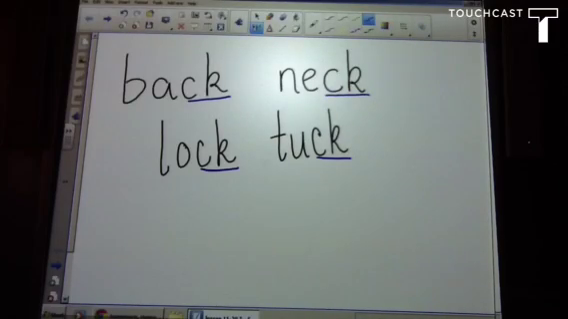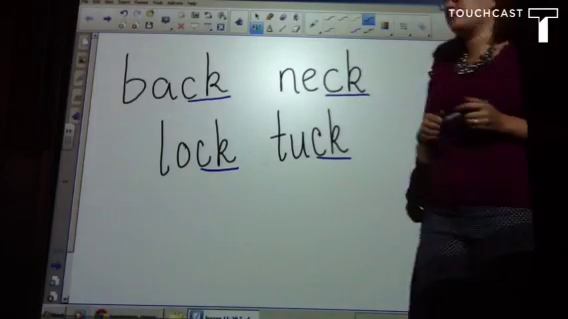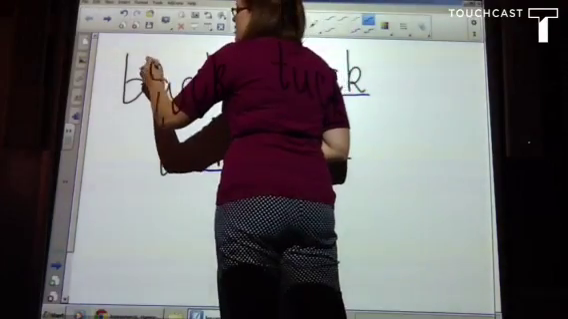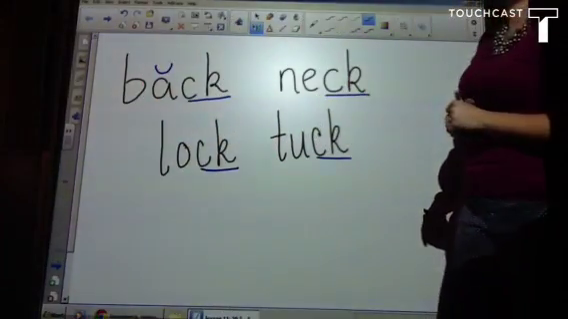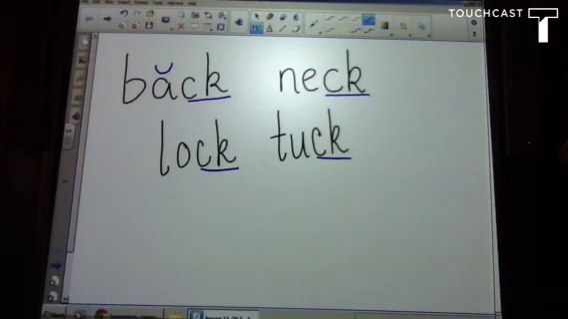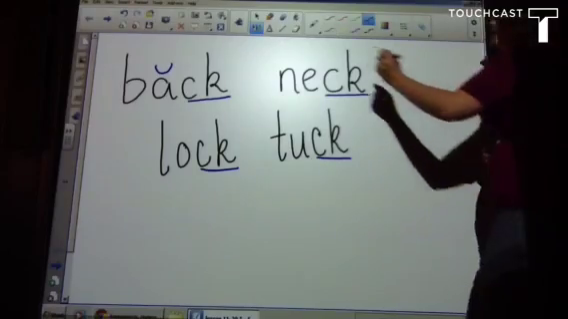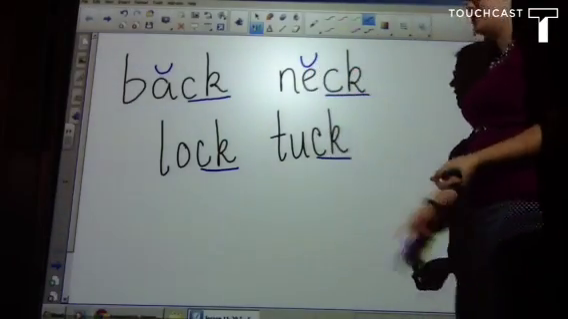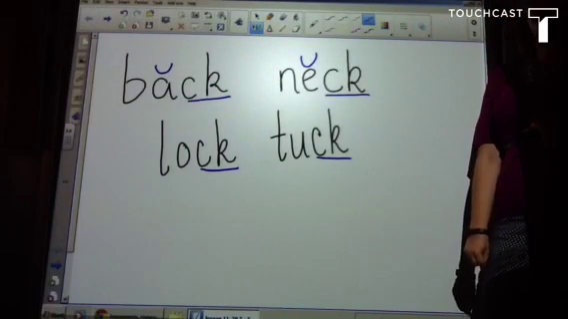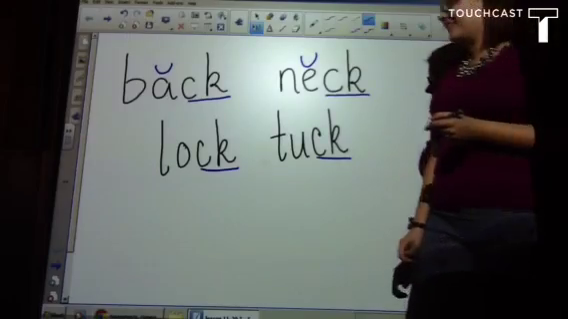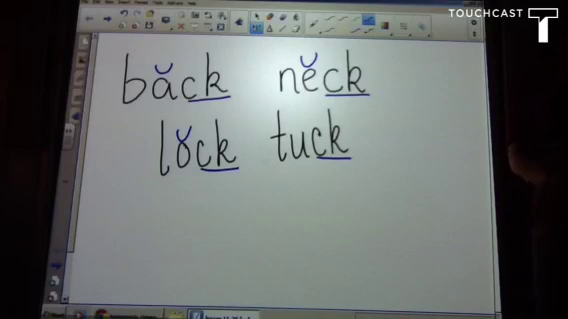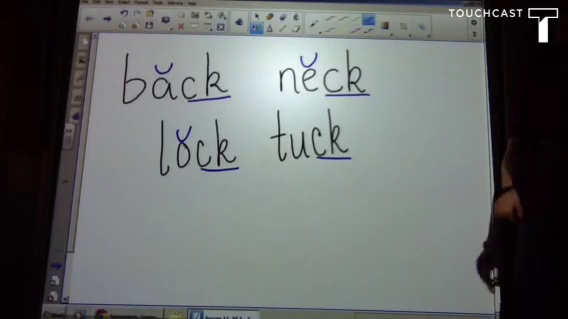Let's finish coding these words. What else do I need for this first one? A breve over the A. Do you know why we're putting a breve over the A? Because it's followed by a consonant. Very good. What about this word? You need a breve over the E because it's followed by a consonant. Good. What about this word? Same thing. Over the O, because it's followed by a consonant. Okay. Last one. You need a breve over the U because it's followed by a consonant. Very good.